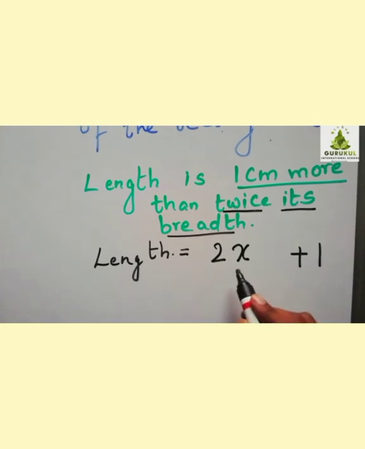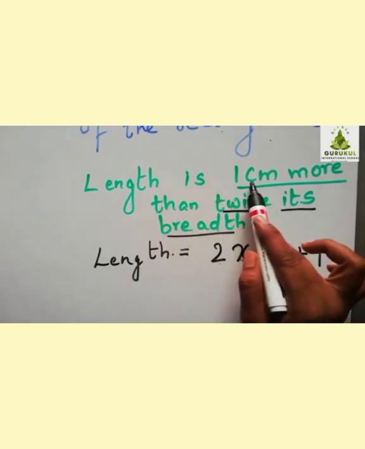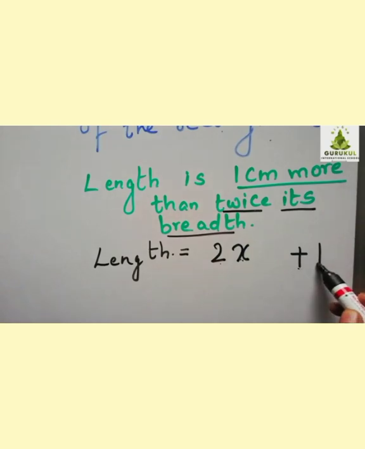Is it clear to you? So the length will be 2x plus 1. Understood how you got length is equal to 2x plus 1? Breadth is x, so twice its breadth means 2x, and length is 1 centimeter more. More means plus. How much more? 1. So length is 2x plus 1. That is how you got length as 2x plus 1, as given in the textbook.